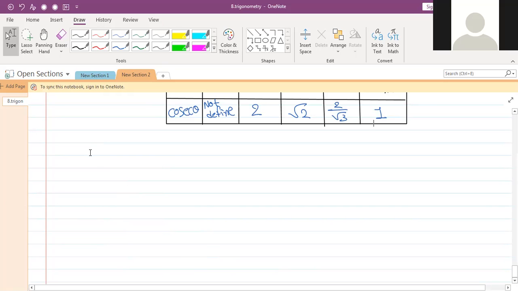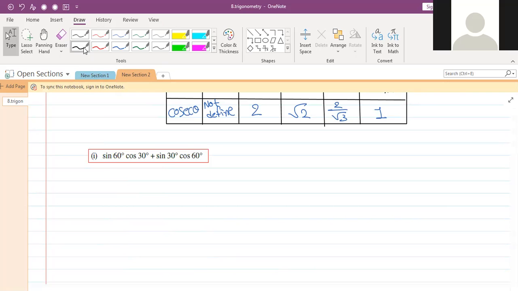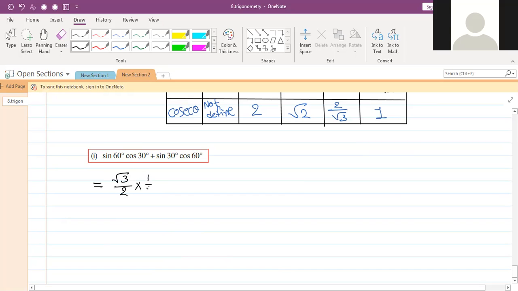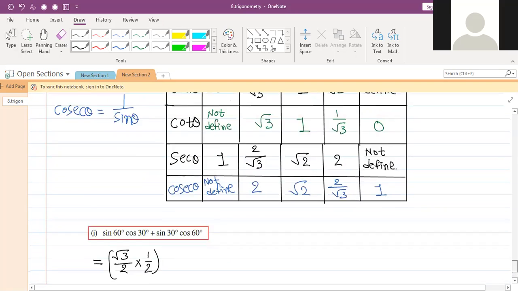Suppose we have to find the value of sine 60 cos 30 plus sine 30 cos 60. According to the table we have to put in the values. Sine 60 is root 3 by 2, multiplied by cos 30, which is root 3 by 2. Here I show you the table so you can understand.